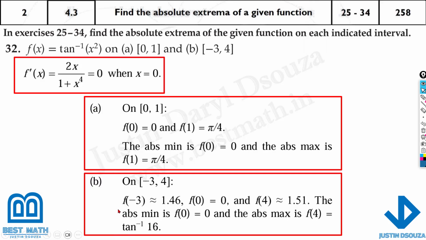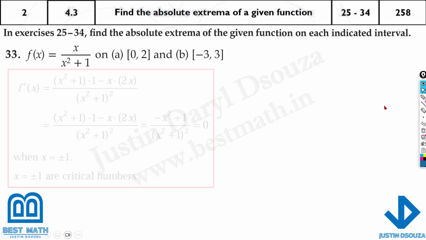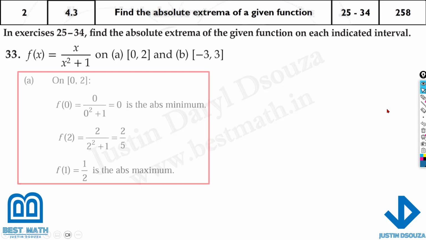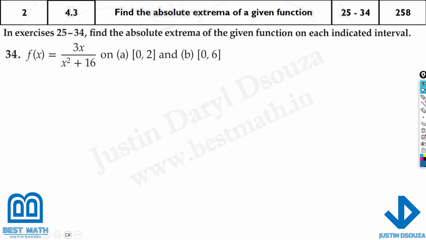In your exams, you need to figure out what is the maximum and minimum point. Similarly, try these problems. We have tried similar problems, and here you go. The answers are visible here. So maximum, minimum can be found out. Calculator method is very easy. You don't have to derive anything. You don't have to spend time on that.